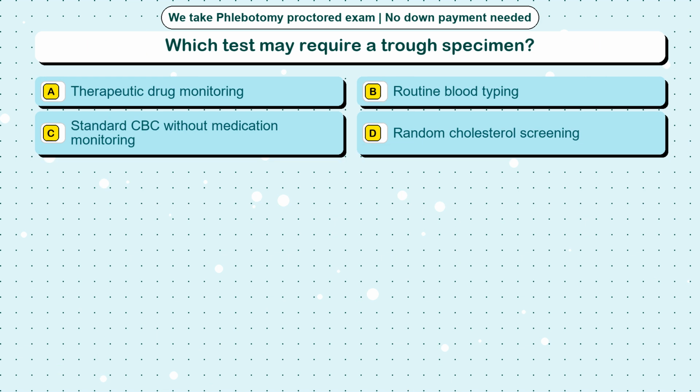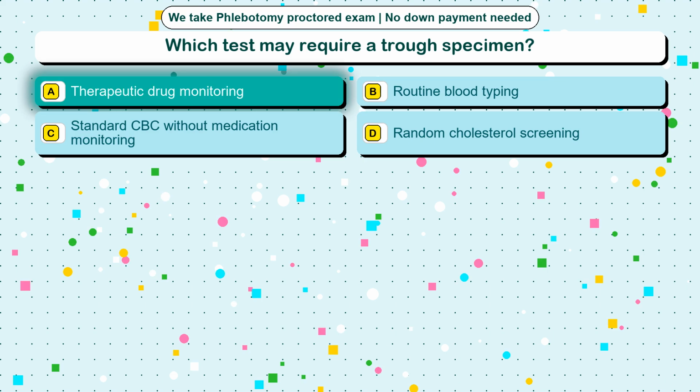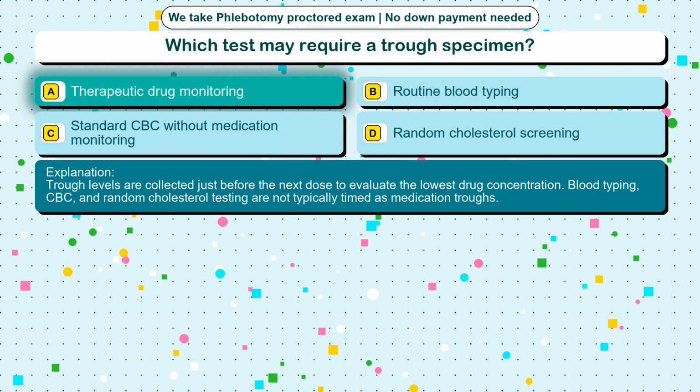Question 76. Which test may require a trough specimen? Option A, therapeutic drug monitoring. Option B, routine blood typing. Option C, standard CBC without medication monitoring. Option D, random cholesterol screening. The correct answer is option A, therapeutic drug monitoring. Trough levels are collected just before the next dose to evaluate the lowest drug concentration. Blood typing, CBC, and random cholesterol testing are not typically timed as medication troughs.